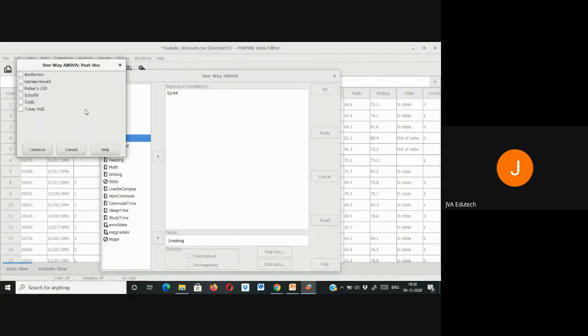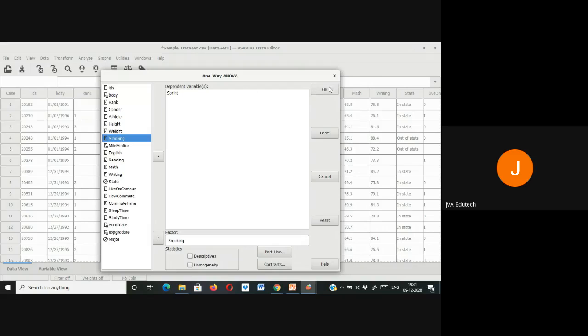So go to Post Hoc. For this kind of data, the dependent variable and the grouping variable, the best method for doing the post hoc is Tukey HSD. Click on Tukey HSD. Bonferroni and others are there, but they are used in factorial ANOVA and others. So here you will choose only Tukey HSD. Continue. Okay.